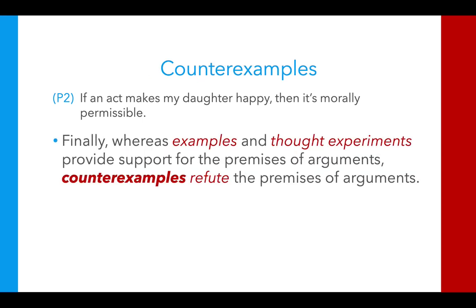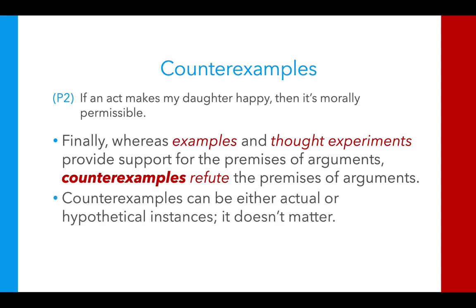Now, examples and thought experiments are providing support for premises of an argument. So we just looked at an example, the swing one. We looked at a hypothetical like the Sour Patch Kid one. Counterexamples refute the premises of an argument. So they're used to provide evidence against them. And in fact, a good counterexample isn't just evidence, but I would say it's proof that the moral claim is false. So counterexamples can be either actual or hypothetical instances.